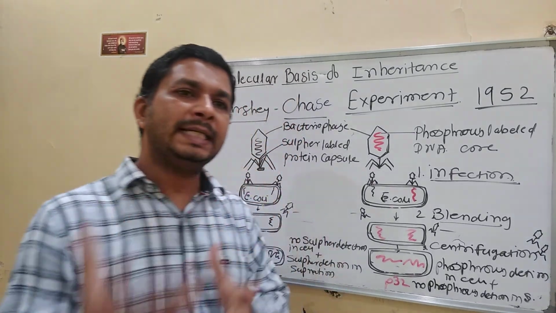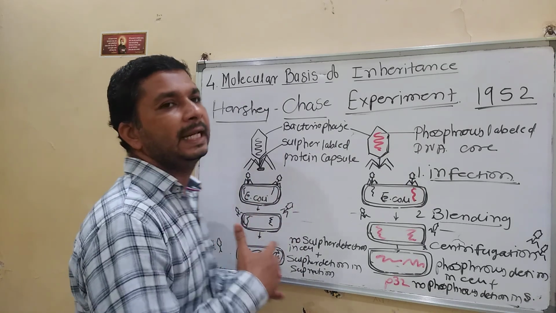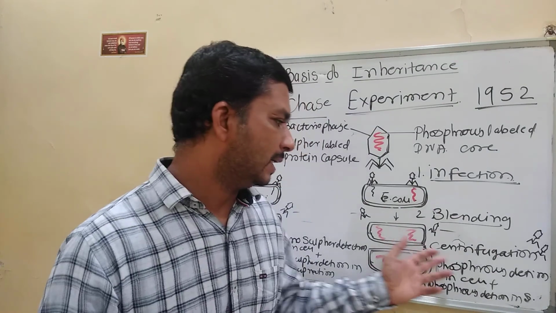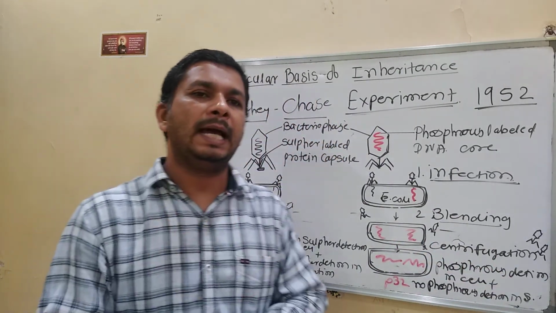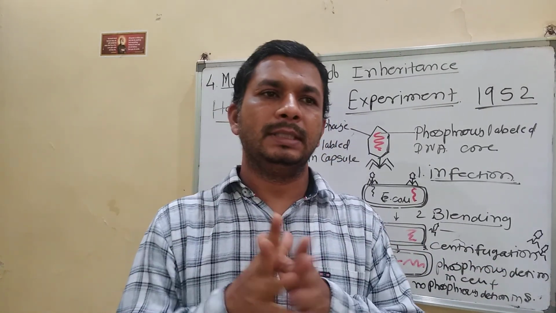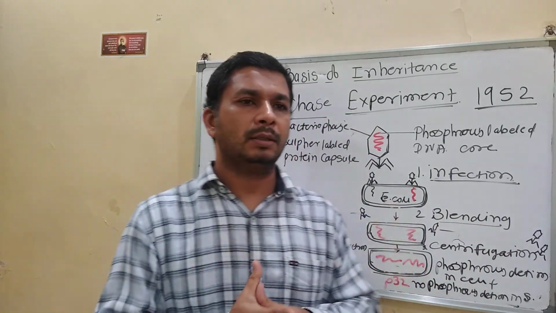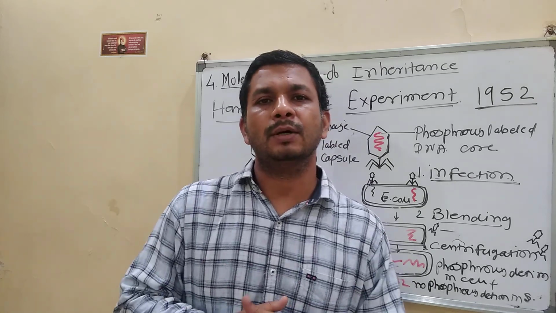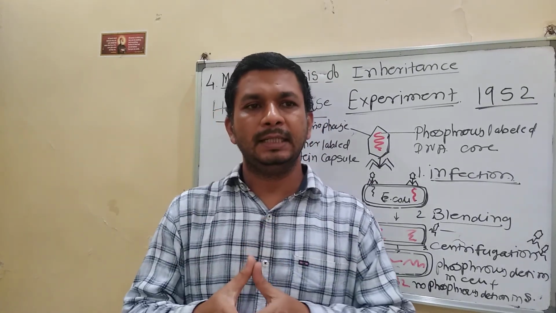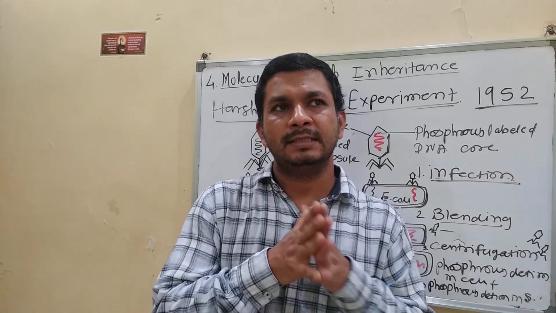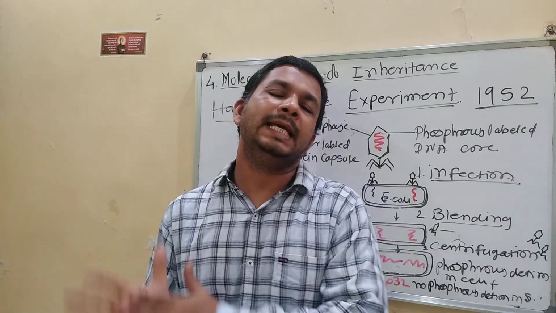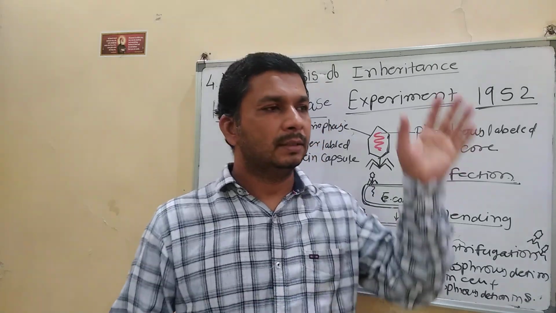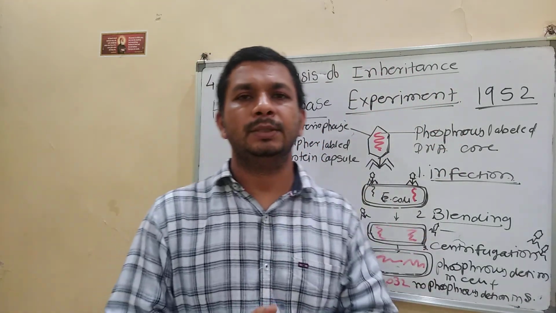They took radioactive sulfur and radioactive phosphorus, blended and centrifuged it. With P32, they got a radioactive bacterial pellet, and on that basis they concluded that DNA is the genetic material. Okay, this is all about our three experiments, right? Okay, thank you.